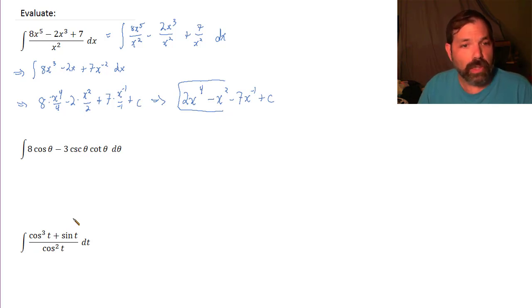The next example, the integral of 8 cosine theta minus 3 cosecant theta cotangent theta d theta. This should be a fairly straightforward use of some of the basic forms we learned in the first video for this topic. So why don't you pause and try this one out.